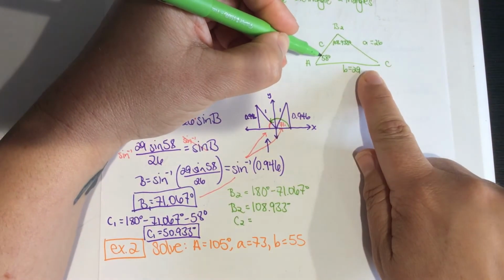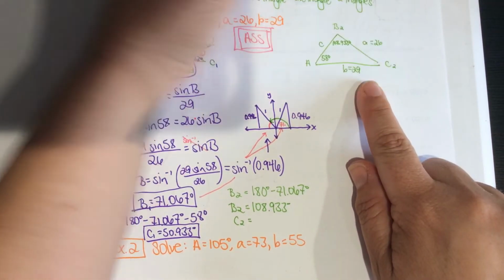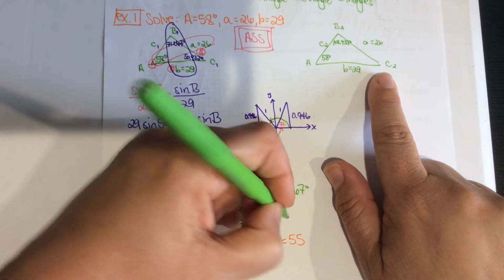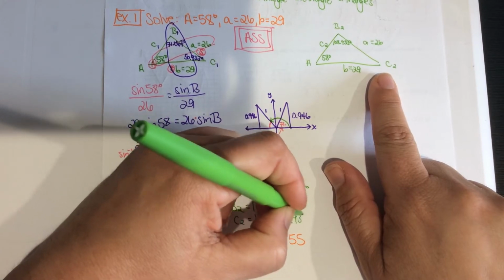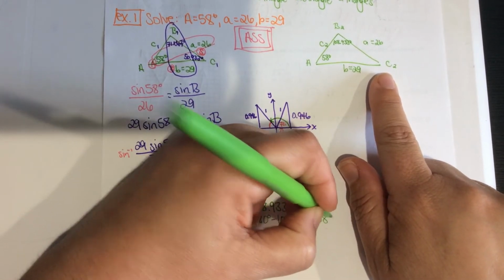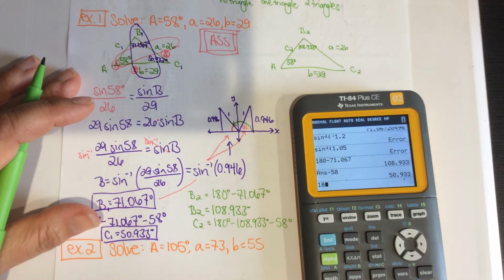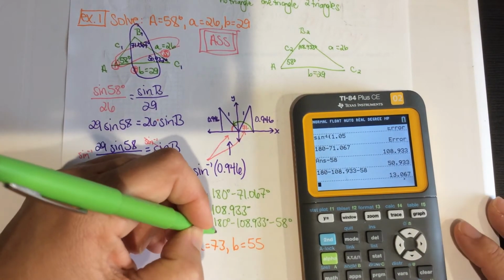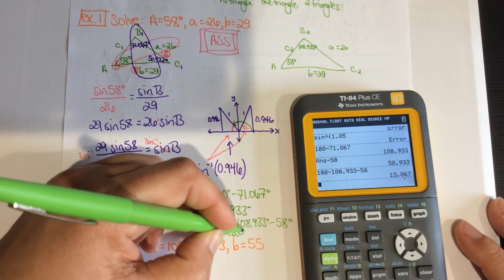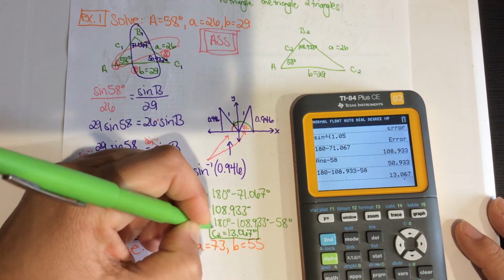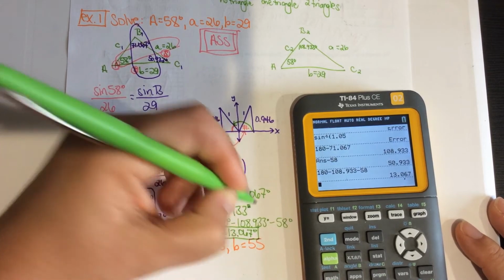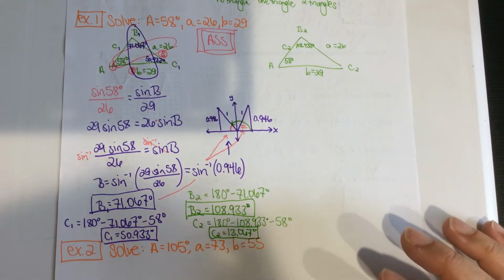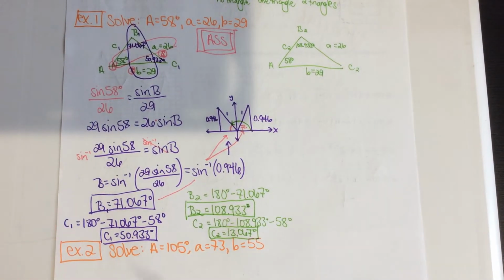So over here, I'm going to say the C2 is 180 minus 108.933 minus 58. I'm going to do that on my calculator. My C2 is 13.067. Okay, and then now all I have left to do is find side C for each of the triangles.